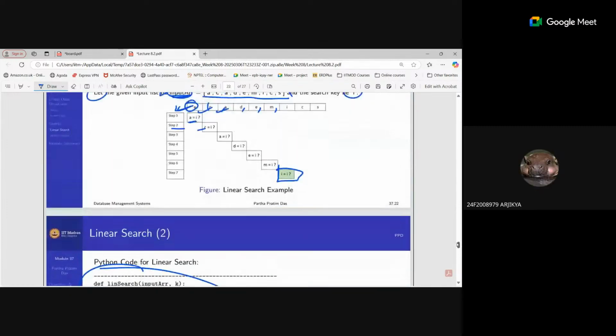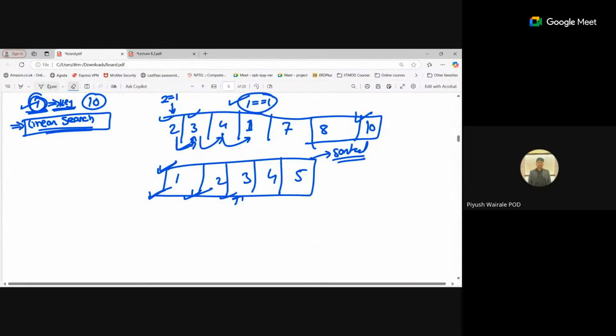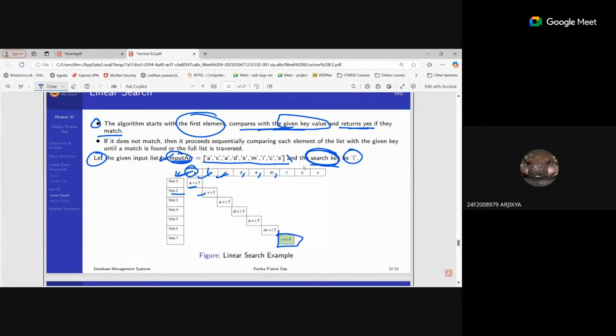Sir, excuse me, sir. One query, sir. Yes, tell me. What do we mean by the term key when we use key? What does it signify? Which element we are going to search in this particular array, that is what we call the search key. Okay, sir, so the element we are talking about. Yes, whatever element we want to search, that is basically the key here. Okay, got it. Thank you.